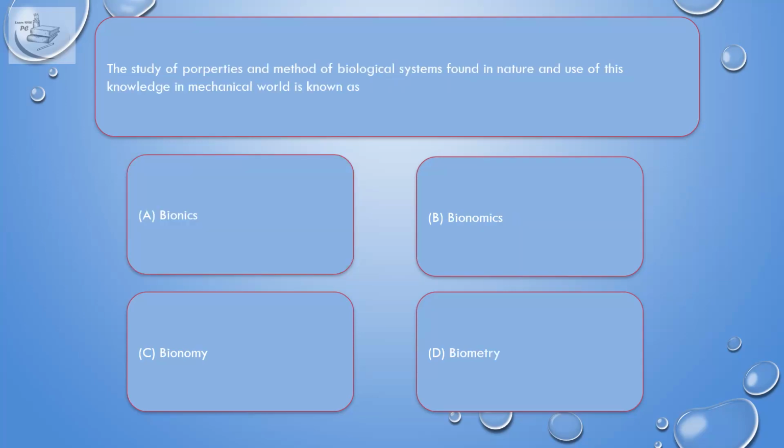Question: the study of properties and method of biological systems found in nature and use of this knowledge in the mechanical world is known as A. Bionics. B. Bionomics. C. Bionomy. D. Biometry. Correct answer is A. Bionics.